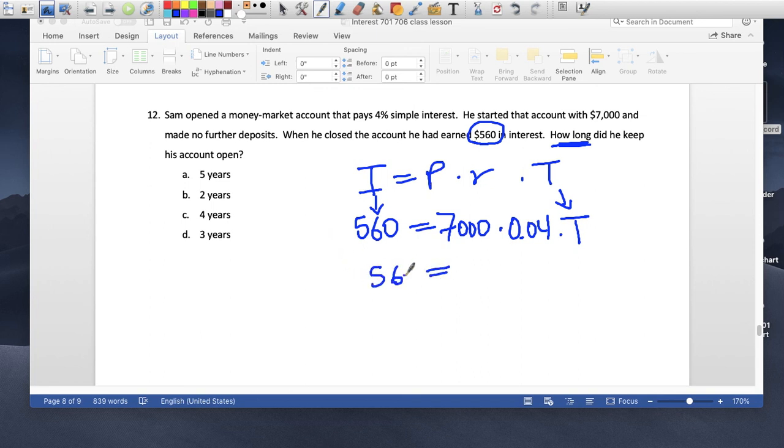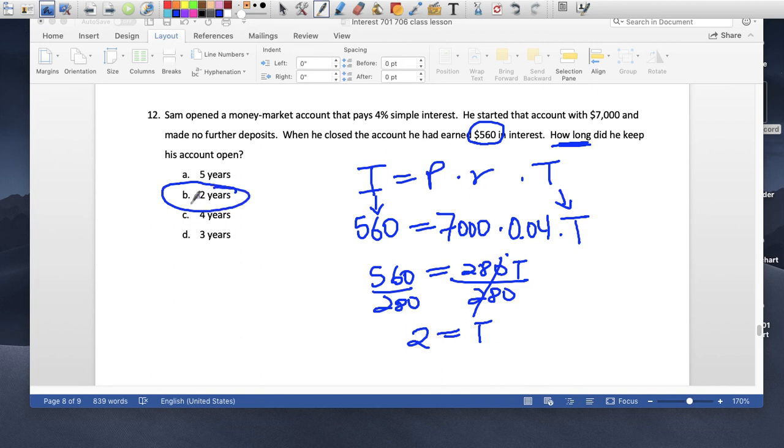So on the right side, I can multiply 7,000 times 0.04. So I get 560 equals 280 T. Divide this by 280, divide this by 280. These two cross out. And 560 divided by 280 is 2. So how long did he leave this money in the bank? He left the money in the bank for 2 years. But that's it. Not that difficult.